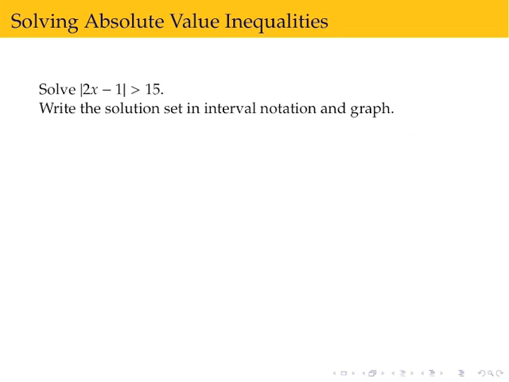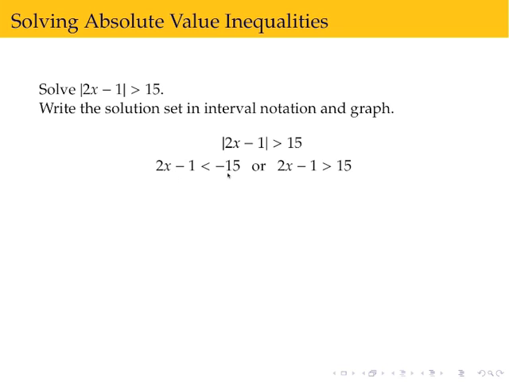So here we want to solve the absolute value of 2x minus 1 is greater than 15. So notice that we have the absolute value of something is greater than a number, which means we can rewrite it as one of our compound inequalities. Either this thing inside the absolute value sign is less than negative 15, or this is greater than 15. So we can split it up like that. Now we have two simple linear inequalities that we can solve one at a time.